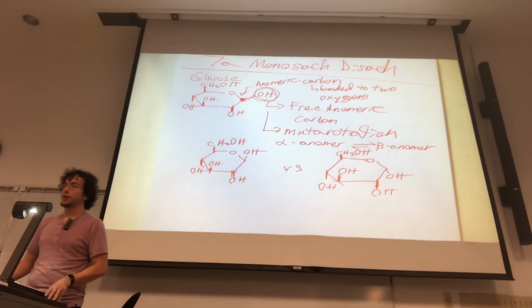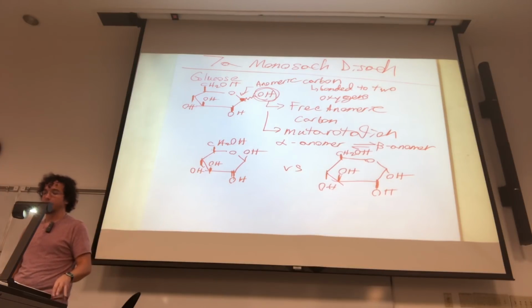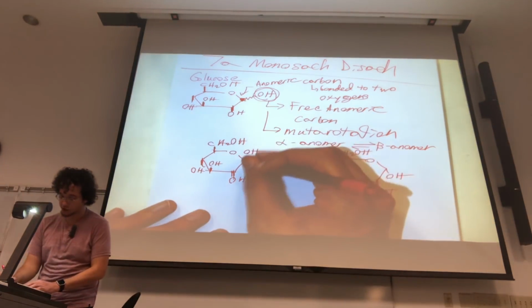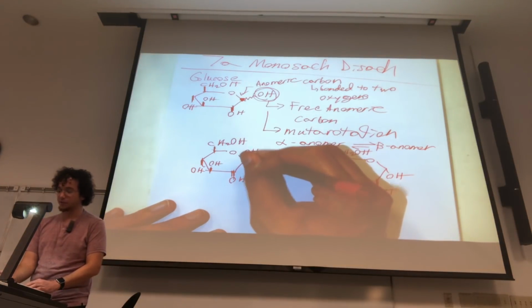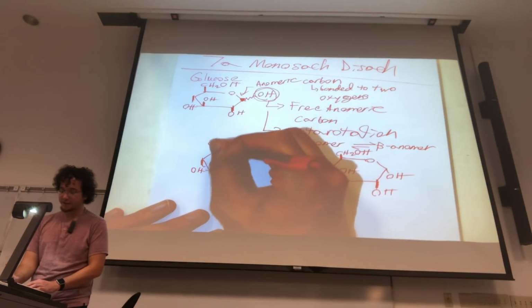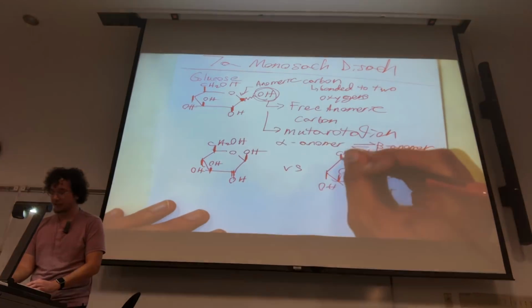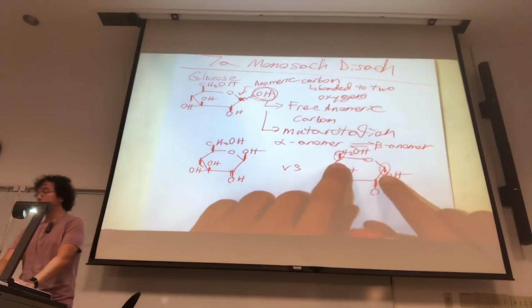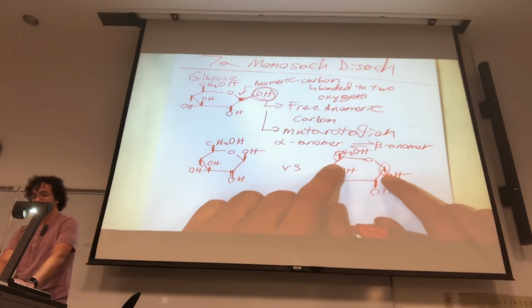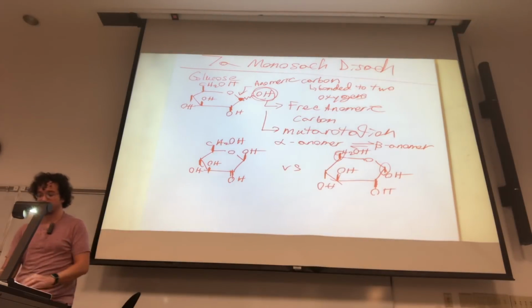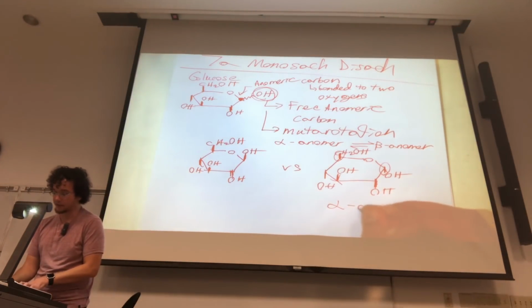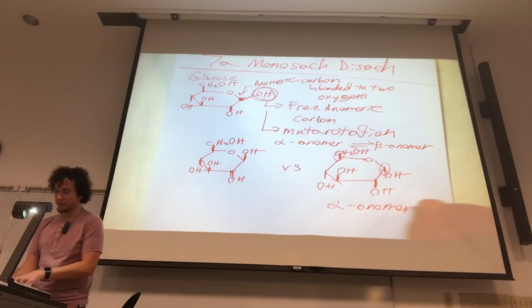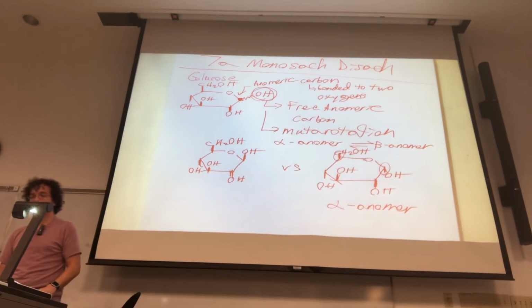The way to identify quickly whether you are dealing with either an alpha anomer or a beta anomer is just checking which direction the anomeric hydroxyl group is pointing and compare it to CH2OH. I'm going to highlight those things right here. If they are anti to each other, if the hydroxyl group on the anomeric carbon is anti to the CH2OH, this is your alpha anomer. If they are pointing in opposite directions, that is your alpha anomer.